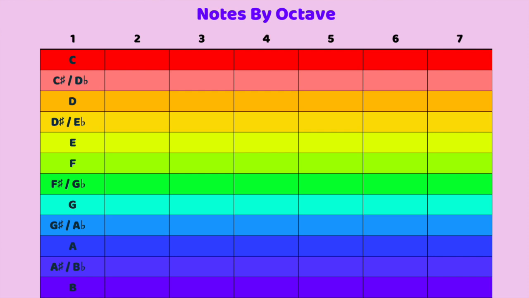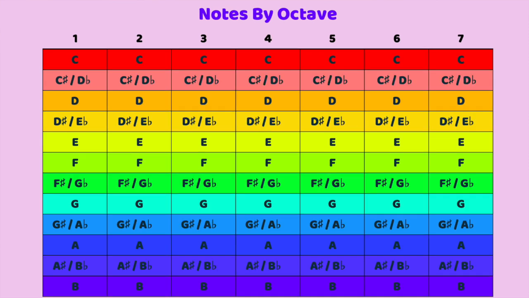Each grouping of 12 notes is called an octave. These 12 notes repeat themselves over and over again for as long as the human ear has the capacity to hear them. What's that, Sony?